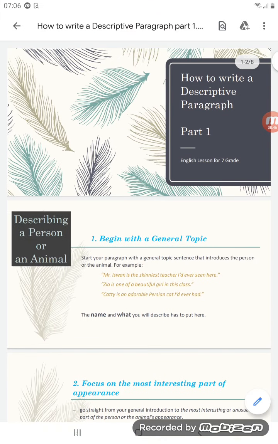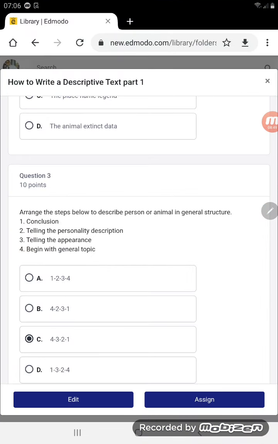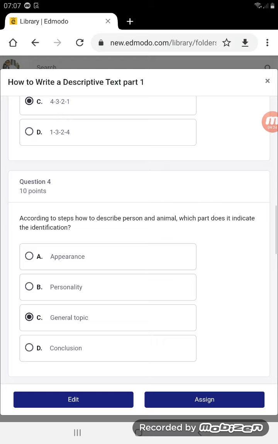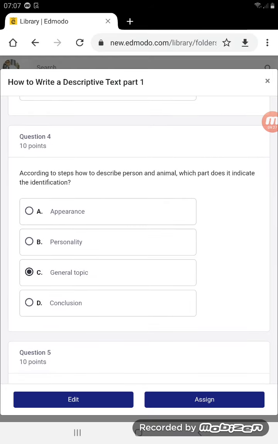How about the answer? You can see that the answer is C. Conclusion must be the last part. So the first is begin with the general topic, that is number 4, then telling the appearance, number 3, then telling the personality description, number 2, and the last is of course conclusion. So the answer is C. Okay, and then question number 4, 10 points.